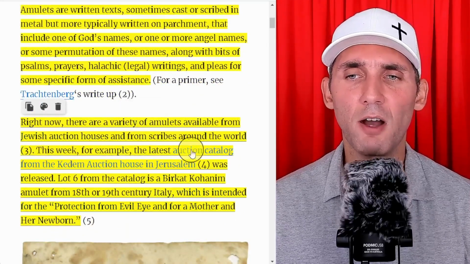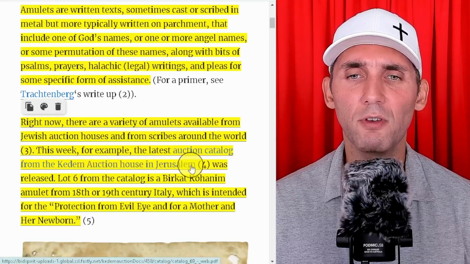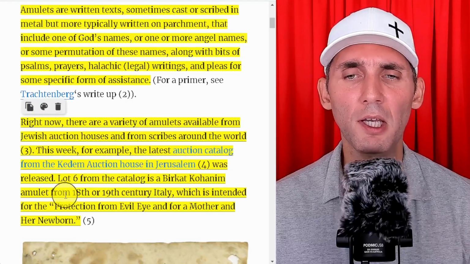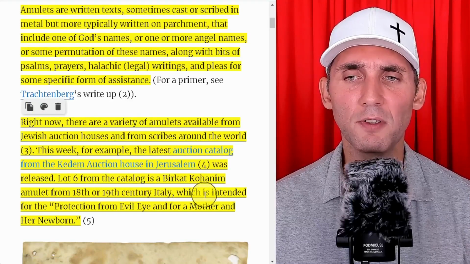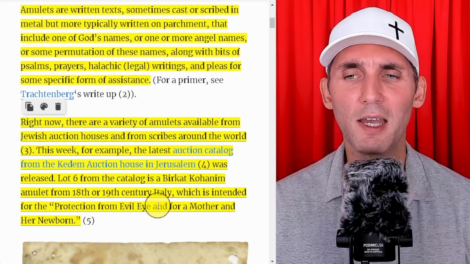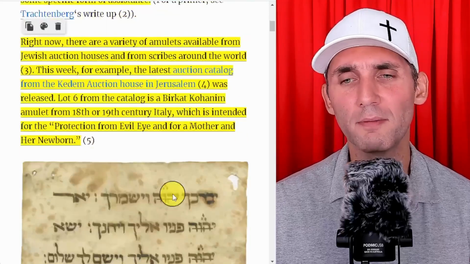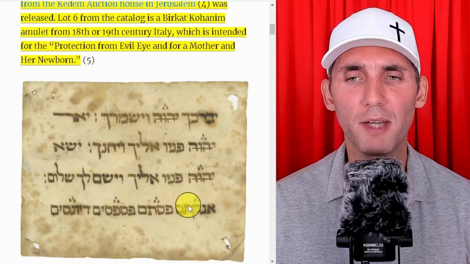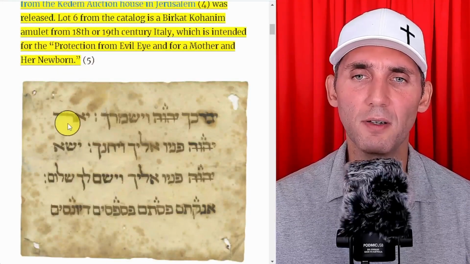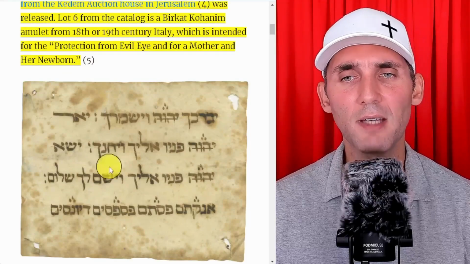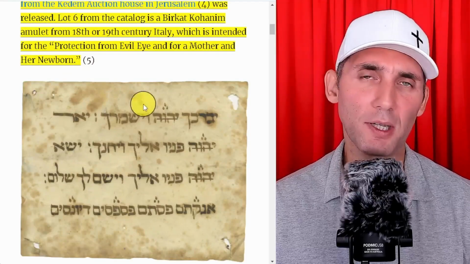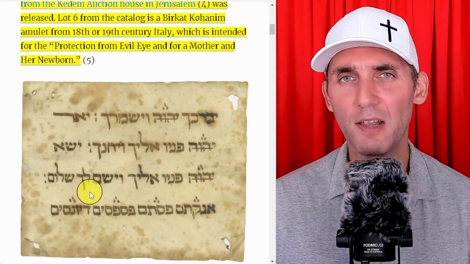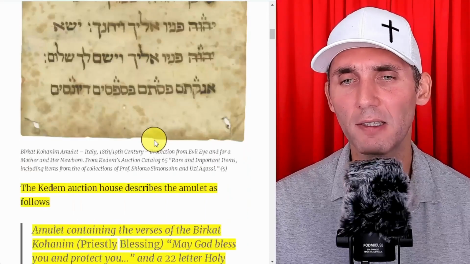This week, for example, the latest auction catalog from the Kedem auction house in Jerusalem was released. Lot 6 from the catalog is a Birkat Kohanim amulet from 18th or 19th century Italy, which is intended for the protection from the evil eye and for a mother and her newborn. This is what it looks like. A little note from a rabbi that's blessed with Kabbalah magic, and it's got its little runes, and it's got nice calligraphy, and it's designed to act as a magical amulet, meaning it's an object that has magical properties that is designed to create a magical effect.